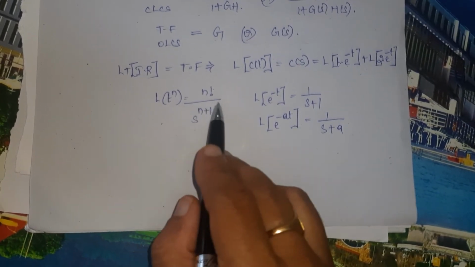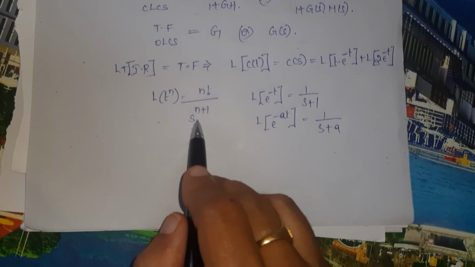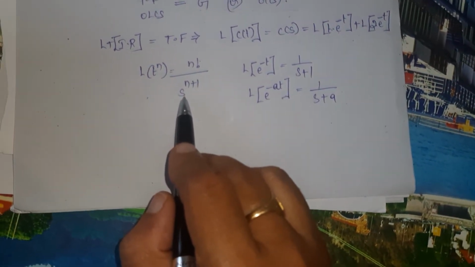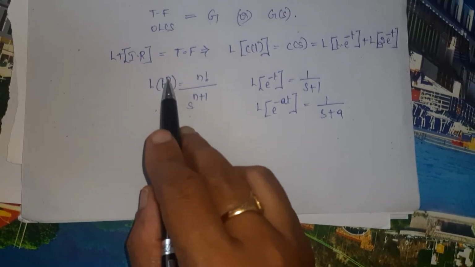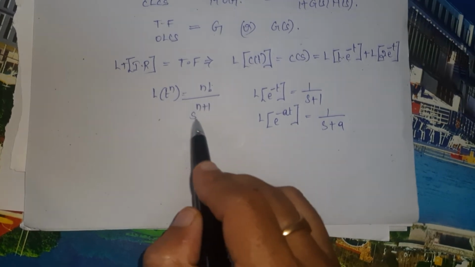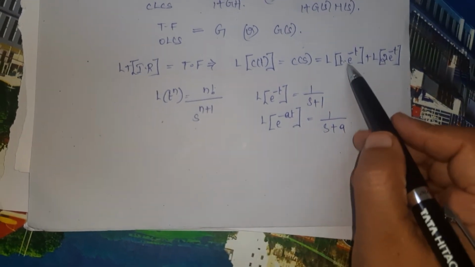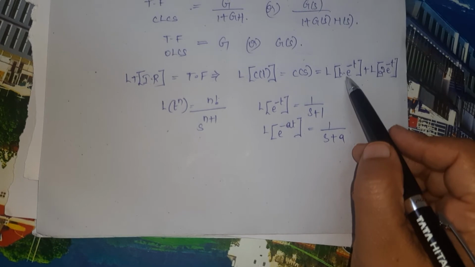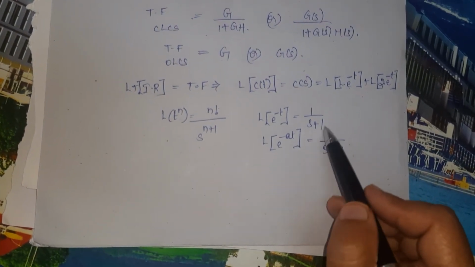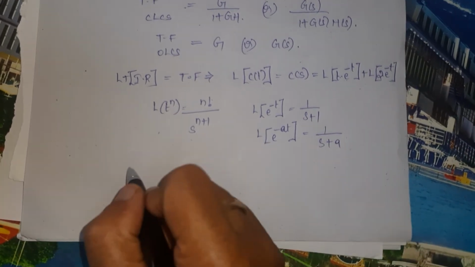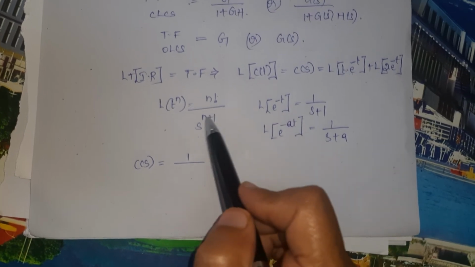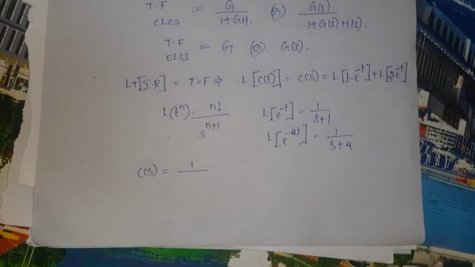That is 1 by s square, because here t power n value is 1. So 1 by s square. And I am having e power minus t also. So wherever we are having s, we have to replace it with s plus 1. So here C of s is equal to 1 by, according to this one, Laplace transform of t.